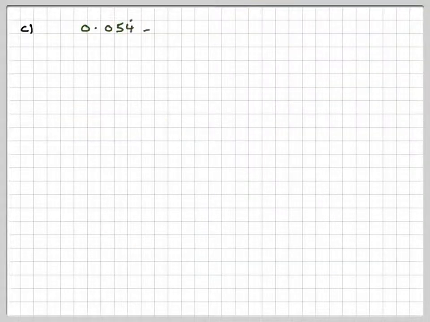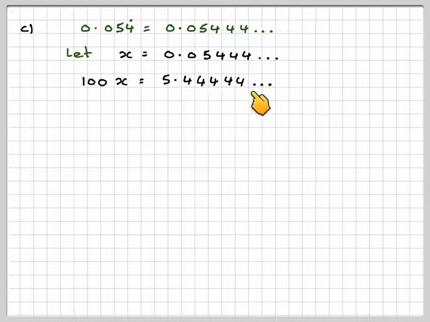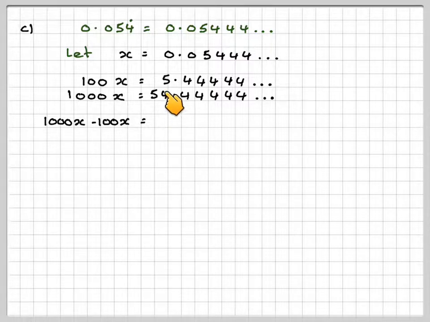The final one. 0.054, the 4 that's only recurring, is 0.05444. So we have to let x equal 0.05444. So what I want to do is write this as 5.444. So we're going to rewrite this as 100x is 5.4444. And then do 1000x is 54.444. And then if we do the subtraction this time, we do 1000x minus 100x. So we're going to get 54 minus 5, and then everything else will disappear.